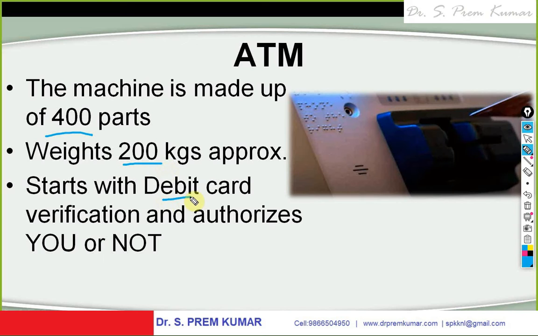It starts with the debit card verification and authorizes whether you are genuine or not. Whenever you insert the card into the ATM machine, immediately the card details are read and sent to the head office bank computer. The bank computer, that is the bank server, validates the data received from the ATM machine, and sends a reply signal whether you are the right, genuine person or not. If you are the right person, further transactions are permitted, otherwise the transactions are halted.